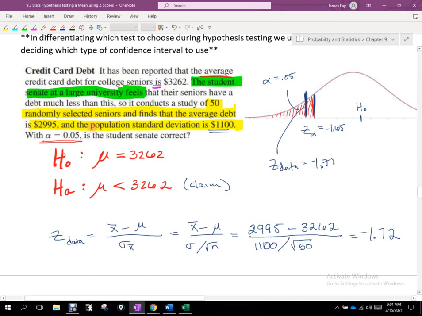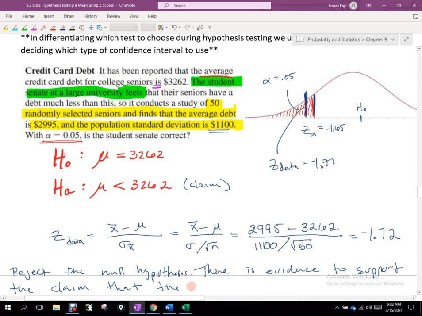Okay. So what we're saying is that we have data that says reject the null hypothesis. If we reject the null hypothesis, that tells us that the population average is not 3262. There is evidence to support the claim that the population average is less than 3262. Okay, it doesn't tell me exactly what it is, right? It just tells me that it's not 3262, or we have sufficient evidence to say it's not.